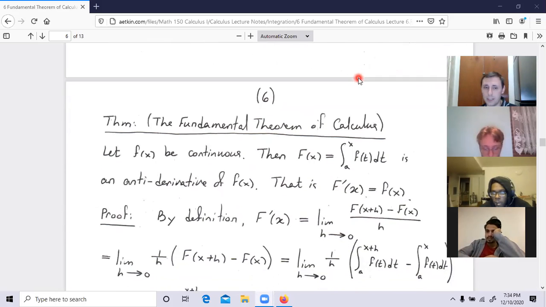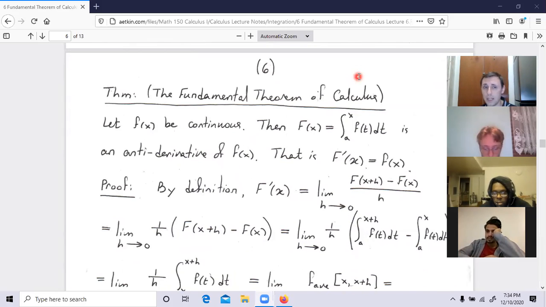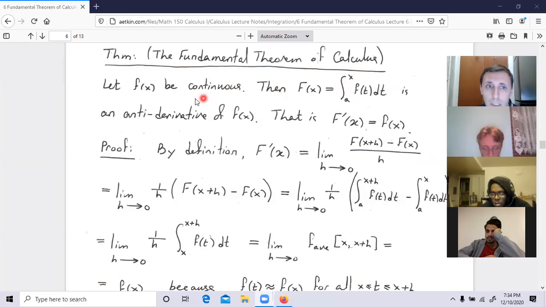This now brings me to the fundamental theorem of calculus, okay? So here is what I'm going to show. Let little f be continuous. Then the function defined by the integral from a to x, notice I changed to a different letter, f of t dt, is an antiderivative.